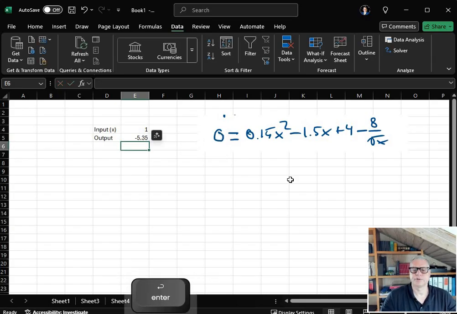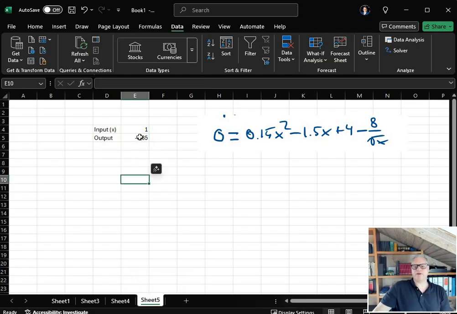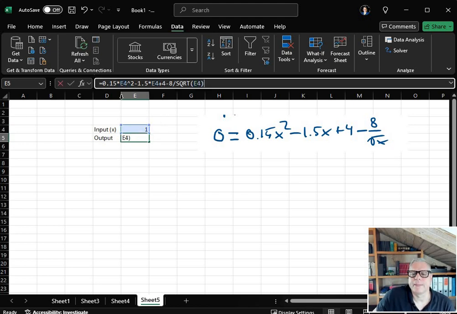Okay, so now this is negative 5.35 if x is 1. Maybe we can double check that: 0.15 times 1 minus 1.5 plus 4 minus 8 over 1. Yeah, that's probably negative 5.35. So again, 0.15 times x squared minus 1.5x plus 4 minus 8. Okay, so this formula is correct.